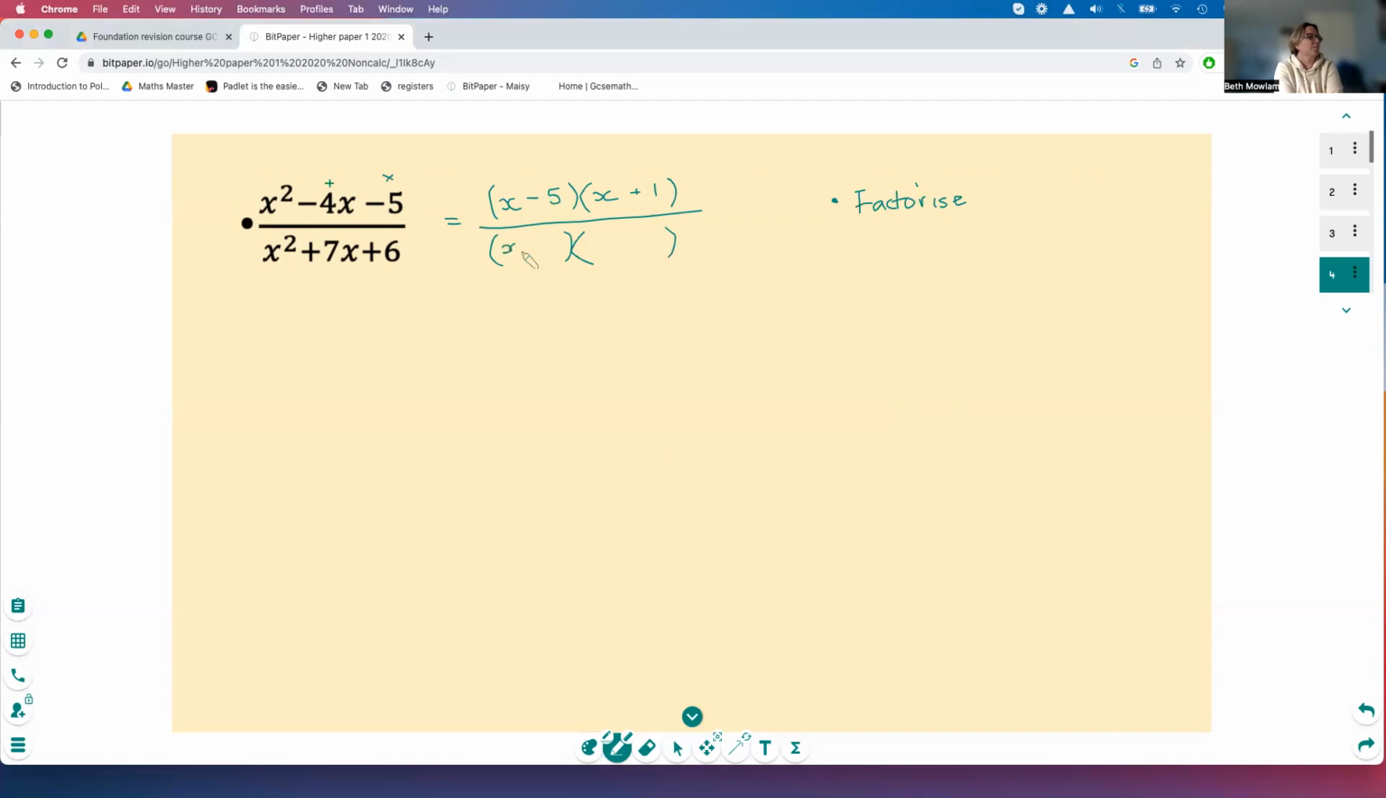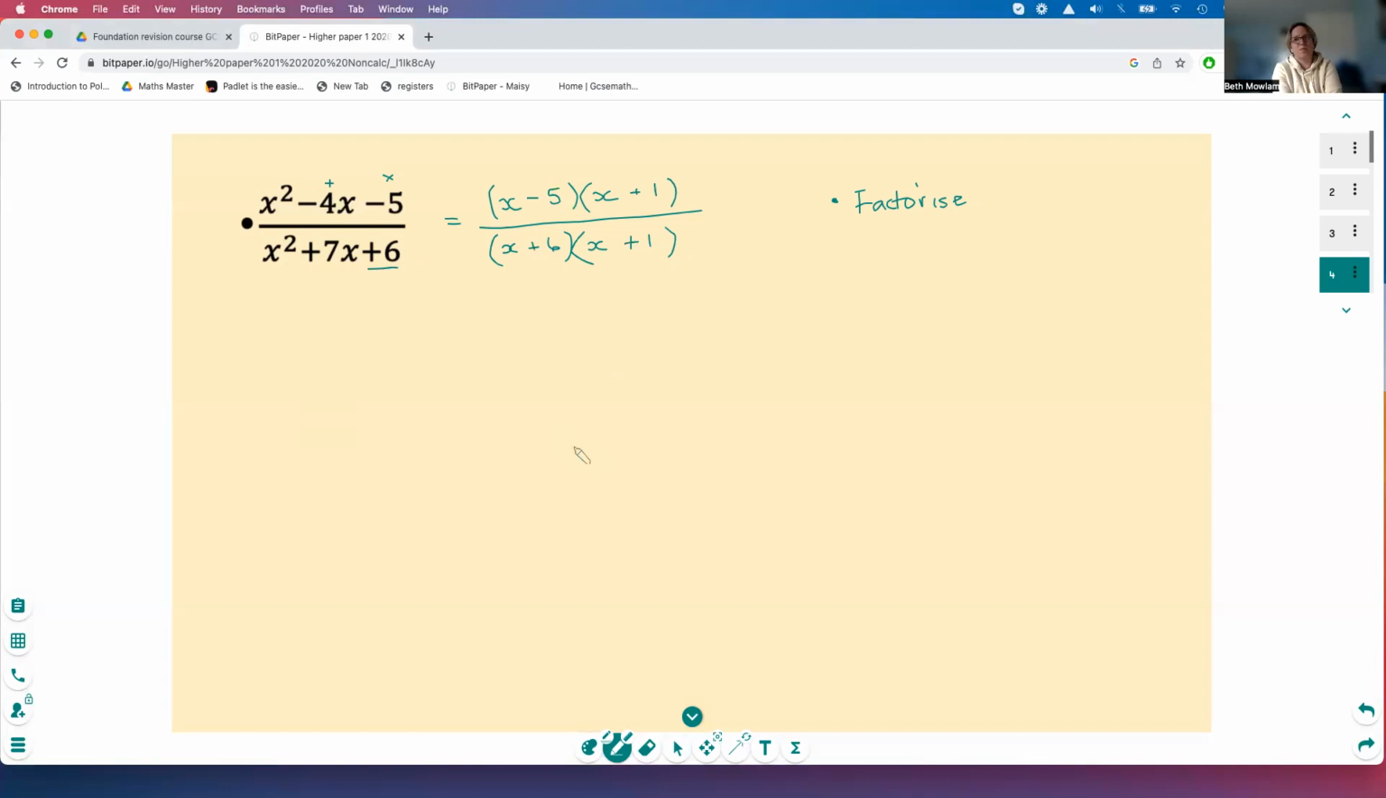Bottom line, x and x. I want two numbers that times together to make 6. They've got to add to make 7. Now I've got a little bit of a helping hand here. I know, because it's asking me to simplify, I know that one of them is going to be the same as one of the brackets on top, because that's how I simplify. So to multiply to make 6 would be 6 and 1. Add to make 7, so +6 plus 1.